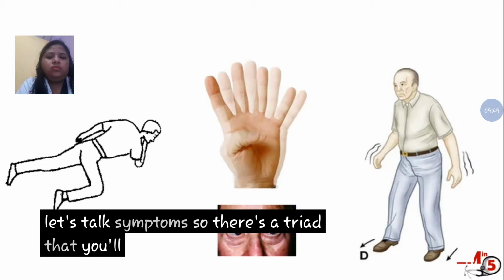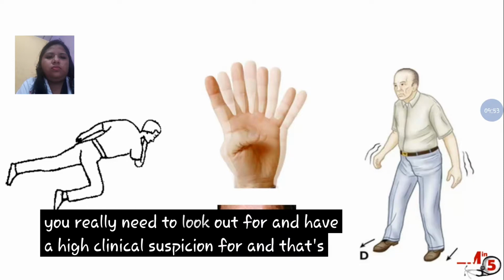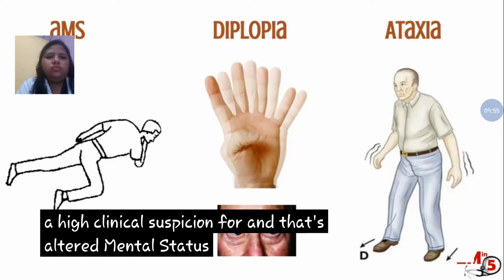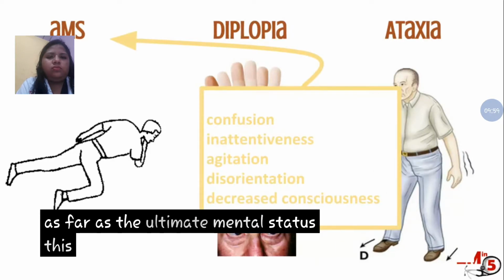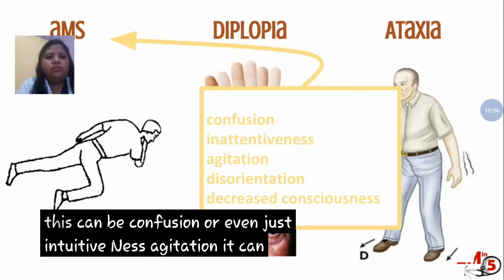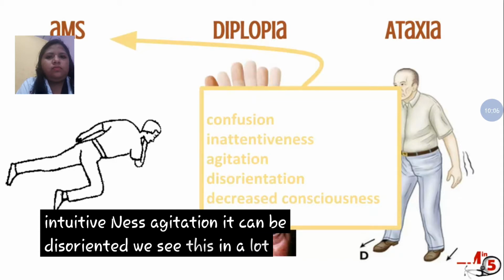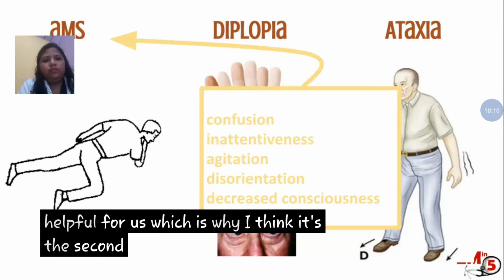So there's a triad that you'll see in these patients that you really need to look out for and have a high clinical suspicion for, and that's altered mental status, diplopia, and ataxia. So let's talk about each of these. As far as the altered mental status, this could be confusion or even just inattentiveness, agitation, it can be disoriented. We see this in a lot of our alcoholics, right? So that's not that helpful for us, which is why I think it's the second two you really have to pay attention to.